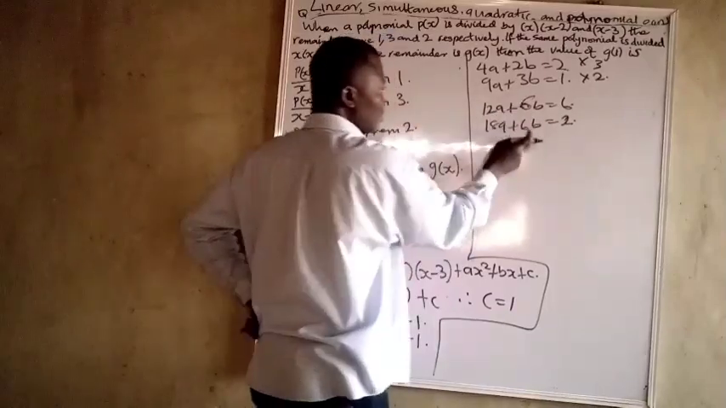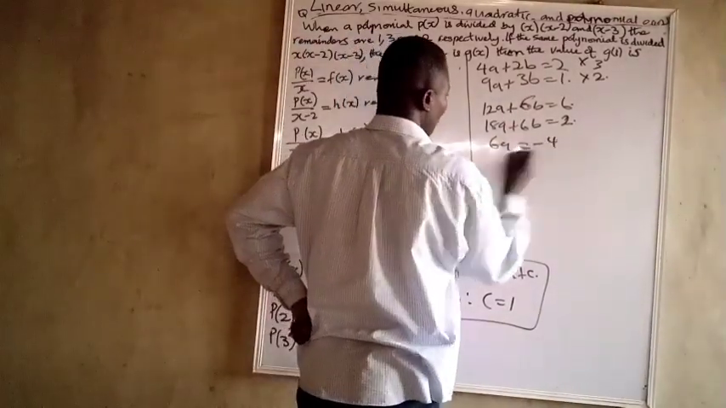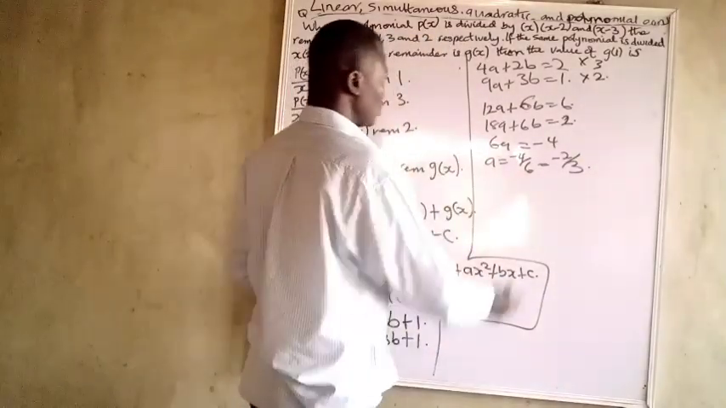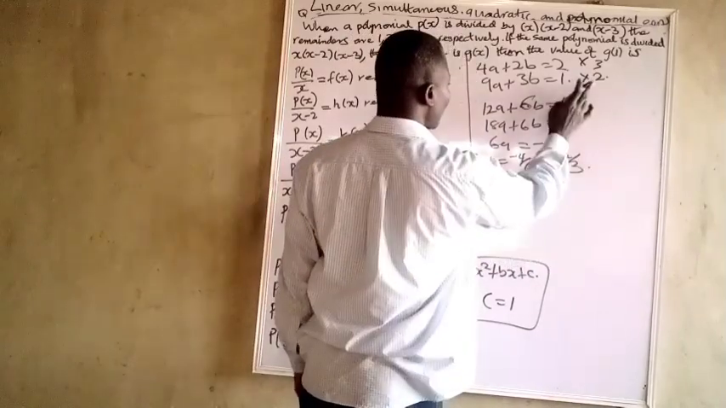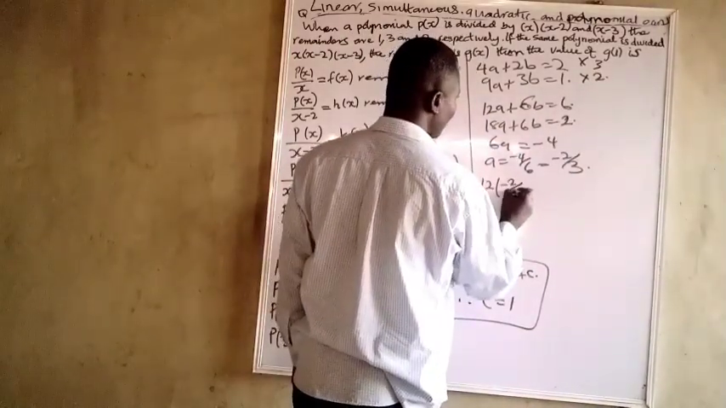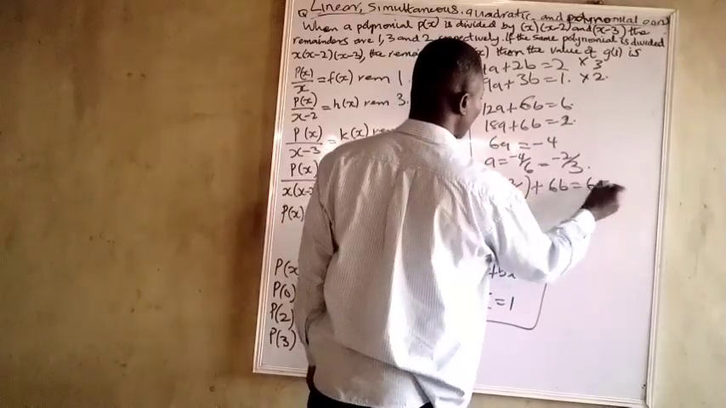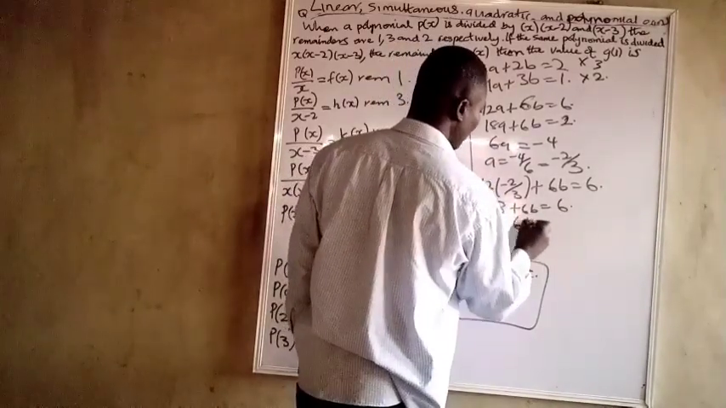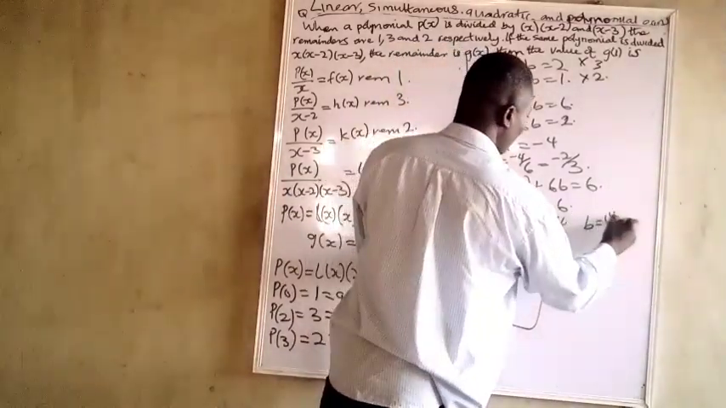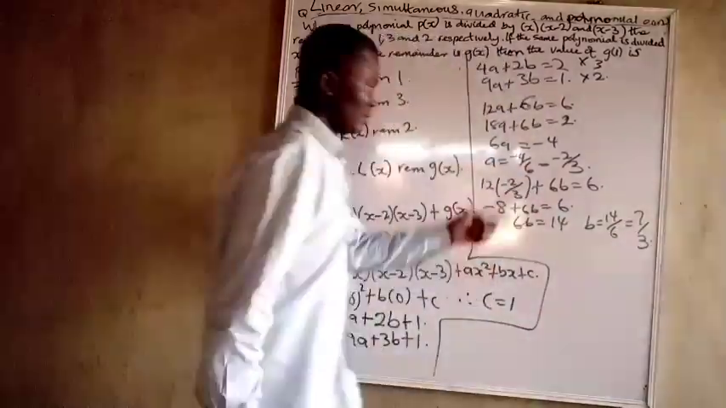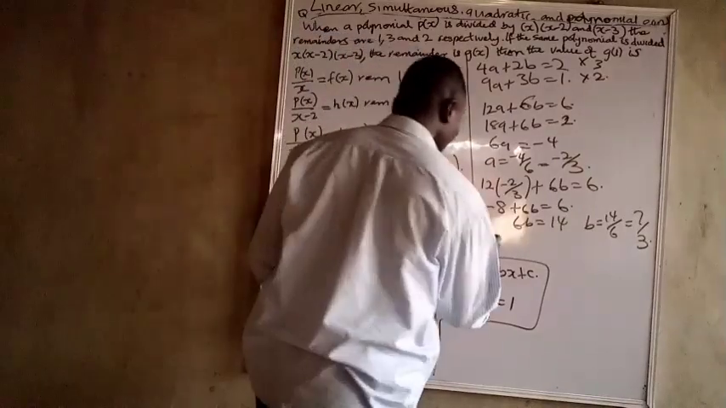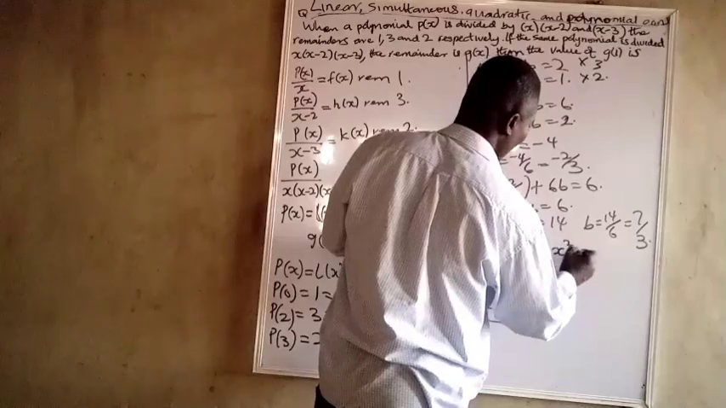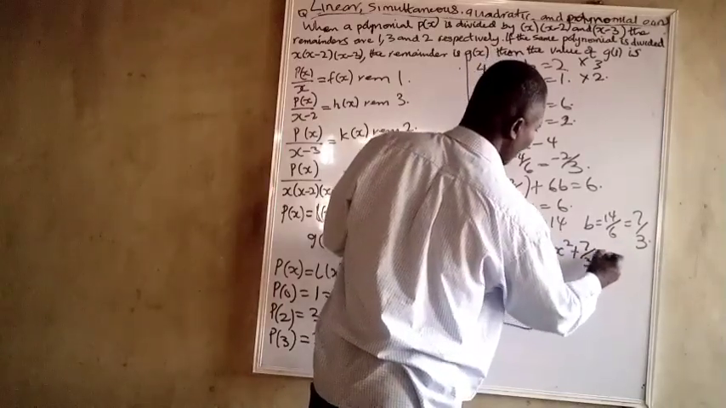Now, subtracting this one from this one, I have 6a is equal to -4. So a equals -4 over 6, which is -2 over 3. Now, to find b, let me bring this one back into this space. I have 12 into -2 over 3 plus 6b is equal to 6. So this is -8 + 6b is equal to 6. 6b will be equal to 14. So b equals 14 over 6, which is 7 over 3. Therefore, g(x) is equal to -2/3 x^2 + 7/3 x + 1.